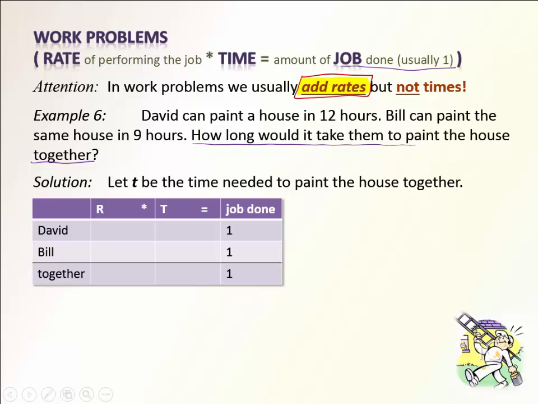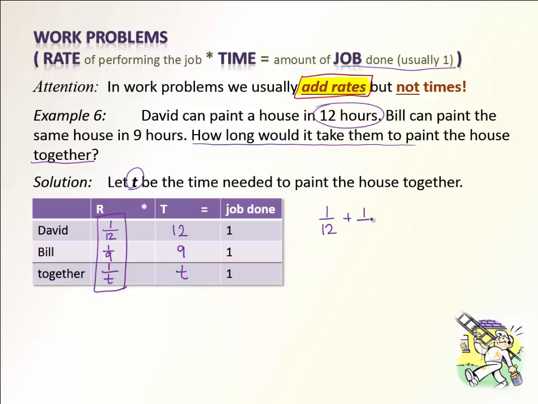Well, let's look at the data that is given. We have 12 hours for David, so he needs 12 hours to paint the house. Bill needs 9 hours to paint the house. When they are together, we don't know, so that's t hours to paint the house. To get the rate, because remember, we are going to add rates, for each person we follow this formula, so we divide job by time. Therefore, here we have 1/12, here we have 1/9, and over there 1/t. That's how you create your equation.